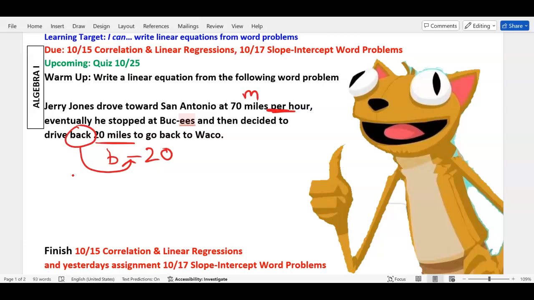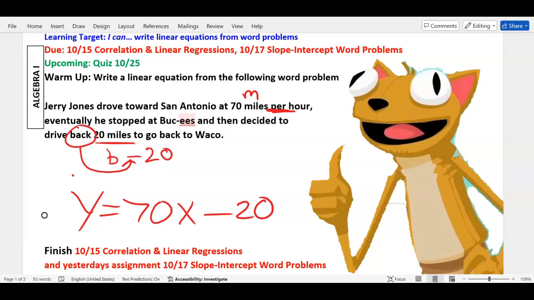So let's write this out. y equals m, my changing amount, per hour, 70x, and then my constant one-time takeaway is 20, so minus 20: y = 70x - 20. The most common error would be to put plus 20. I know you see two numbers. You can probably figure out which one's changing, but you gotta look for negative words to put a negative sign.